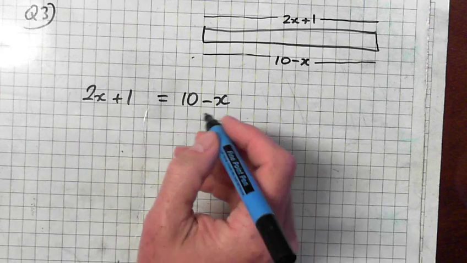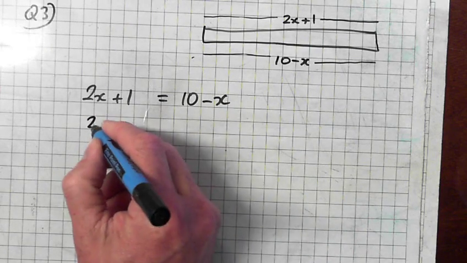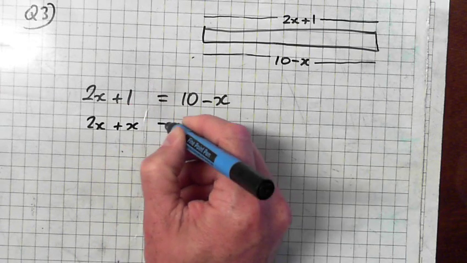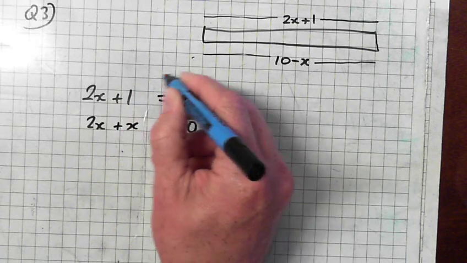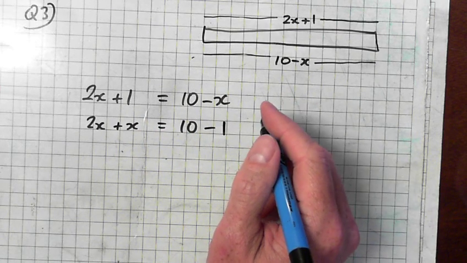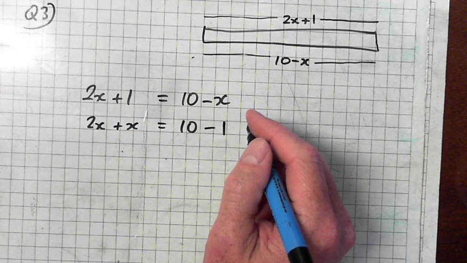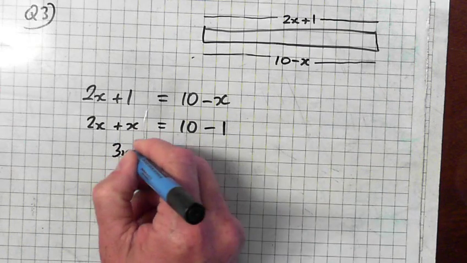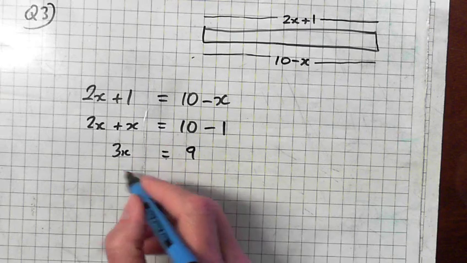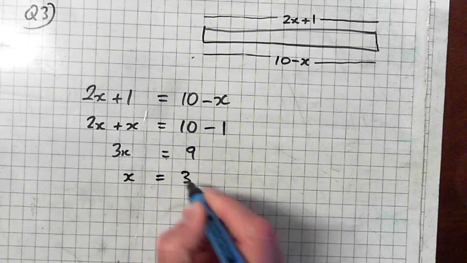Alright, so we'll move the x's to the left. This minus x comes across and becomes a plus x. Plus 1 comes across this way and becomes minus 1. Keep looking up. 3x is equal to 9, isn't it? Divide both sides by 3. x is equal to 3.